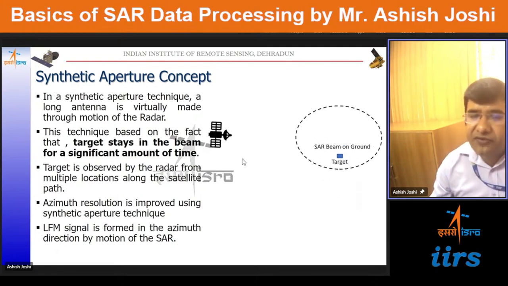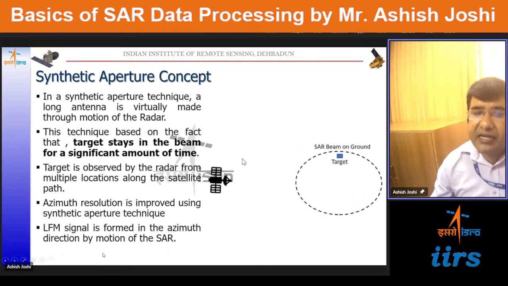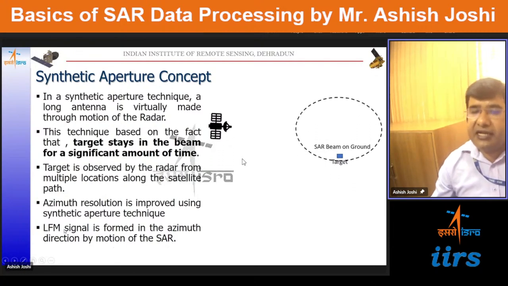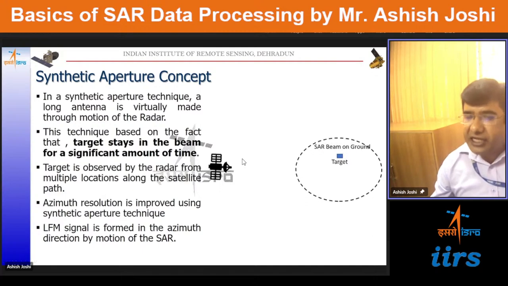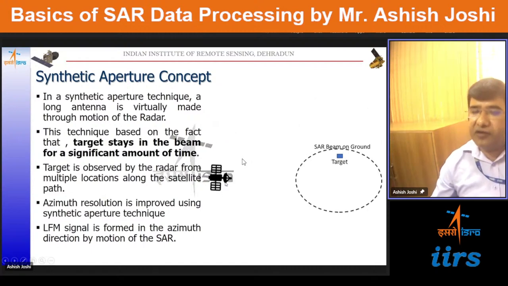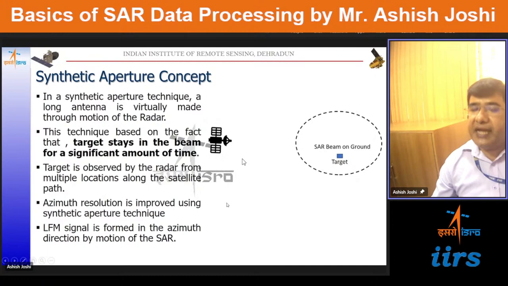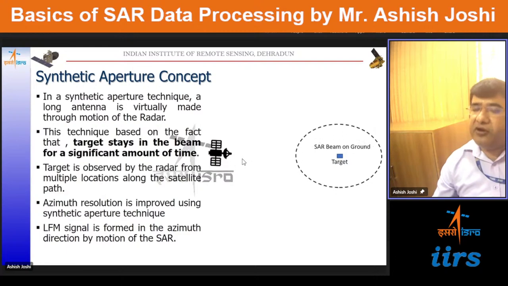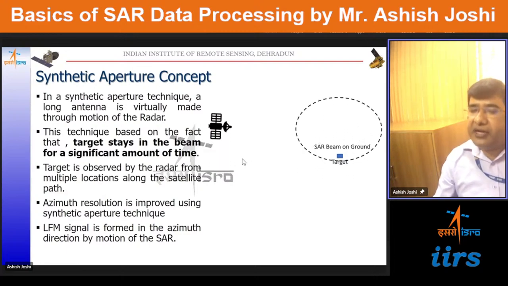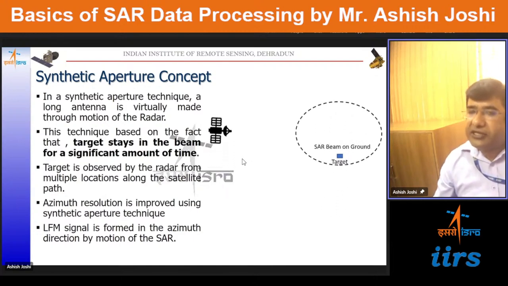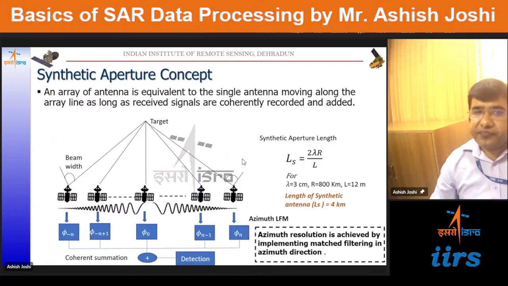So in the azimuth direction also, we are creating an LFM by the motion of the SAR. This LFM, the linear frequency modulated signal, is actually transmitted in the range direction, but in the azimuth direction this LFM signal is made by the motion of the SAR. So in both the range direction and the azimuth direction, we are making a linear frequency modulated signal. In the azimuth direction we use the synthetic aperture concept to create this LFM signal. So this is the synthetic aperture concept.